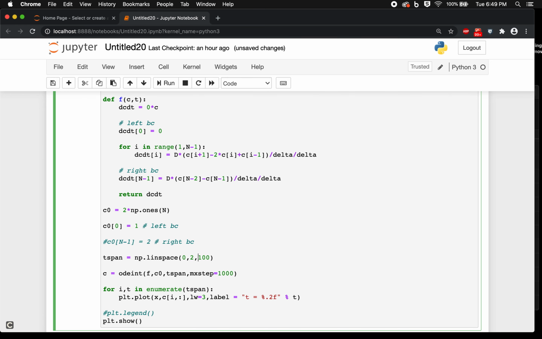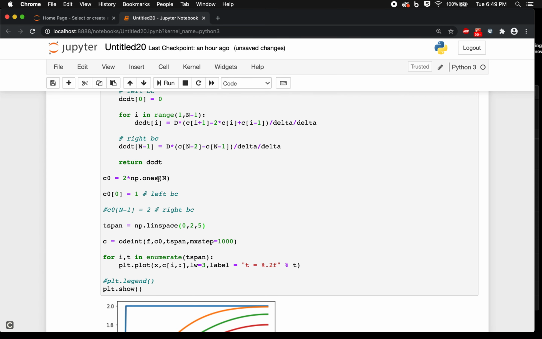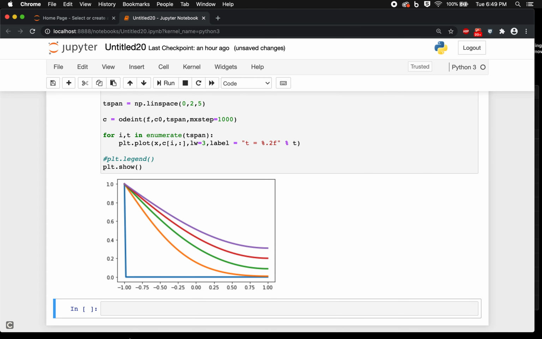I'm going to just go from 0 to 2, and I'm going to pick 5 data points, and I run it. And what you see, whoops, I'm going to fix this initial condition. I forgot it. I meant to be zeros here because the initial condition is 0. Initially I have a 1 and then 0 everywhere else. And then you start seeing the concentration profile evolve as a function of time. And you see at the right side, the boundary, the derivative is equal to 0. So the curve has a flat profile.